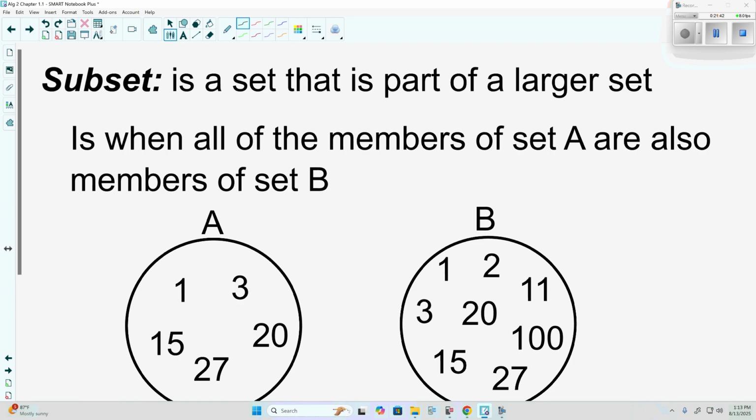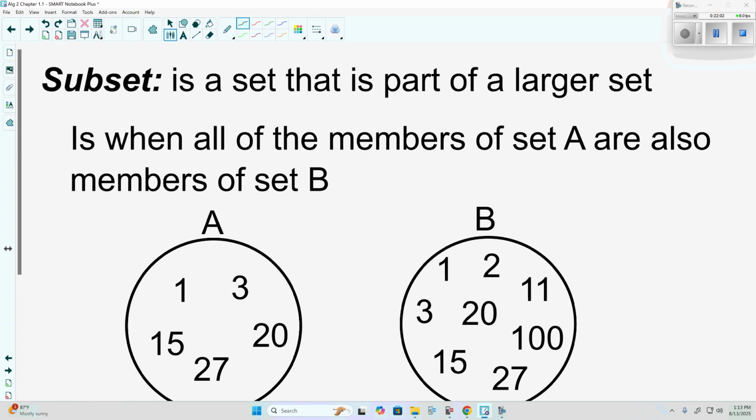So, as we look at sets A and B, is everything in A, all the elements of A, contained in B? Because A has what? 1, 3, 15, 27, 20, yes? Are all those in B? Yeah. So can we say A is a subset of B?